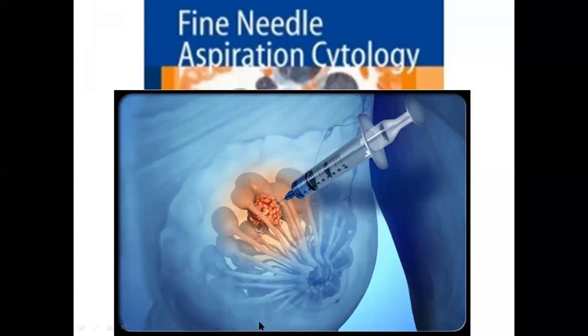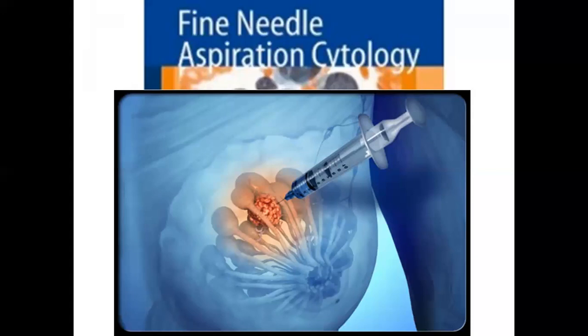So we can go for a rapid diagnosis for the major procedure. Instead of going to an incisional biopsy or an excisional biopsy, you can first go for fine needle aspiration cytology. In cases of thyroid pathologies and in cases of breast pathology, FNAC has a 98 or 99% sensitivity and specificity.